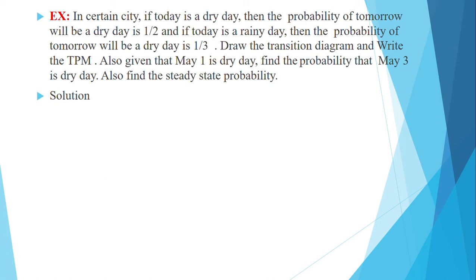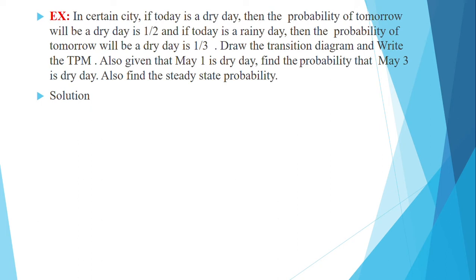In order to discuss these concepts in detail, let us take the following example. Just go through the example given. In a certain city, if today is a dry day, then the probability that tomorrow will be a dry day is 1 by 2. And if today is a rainy day, then the probability that tomorrow will be a dry day is 1 by 3. Draw the transition diagram and write the TPM. Also, given that May 1 is a dry day, find the probability that May 3 is a dry day. Also find the steady state probability. Let us see the solution now.